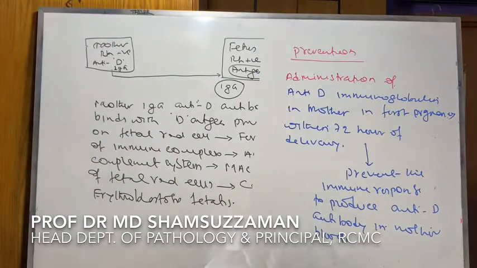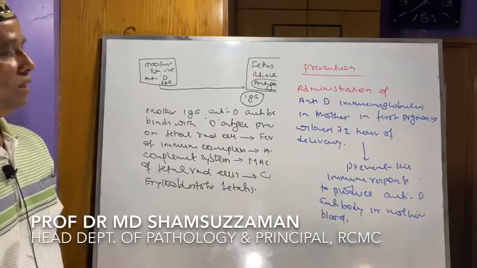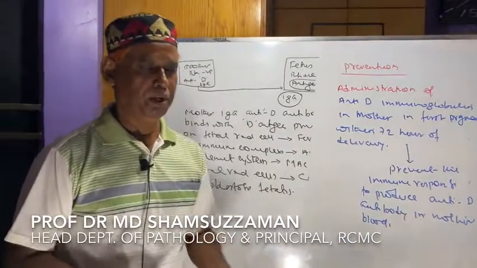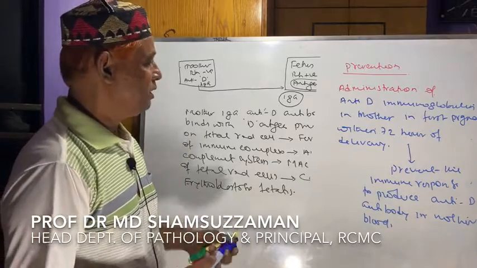So this is the prevention of Rh incompatibility, and this is all about Rh incompatibility, ABO incompatibility, hazards of blood transfusion.